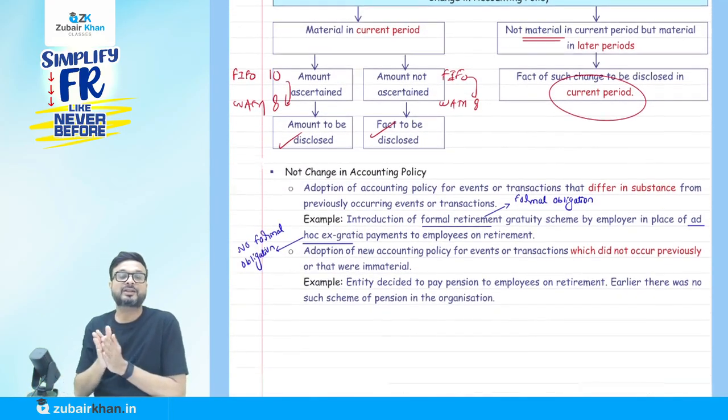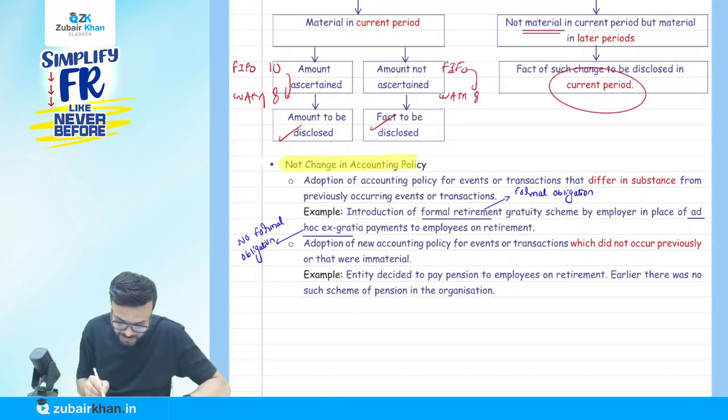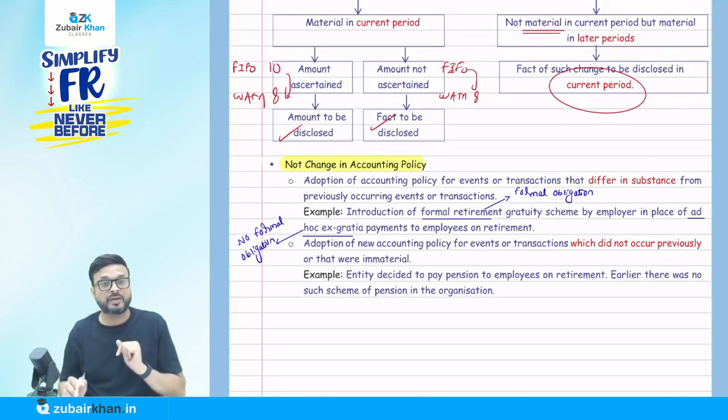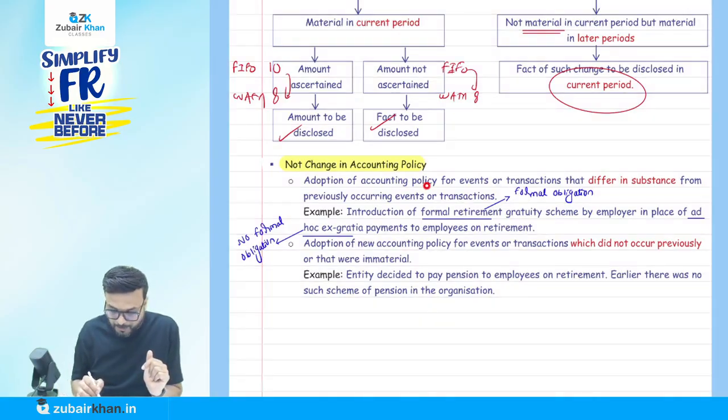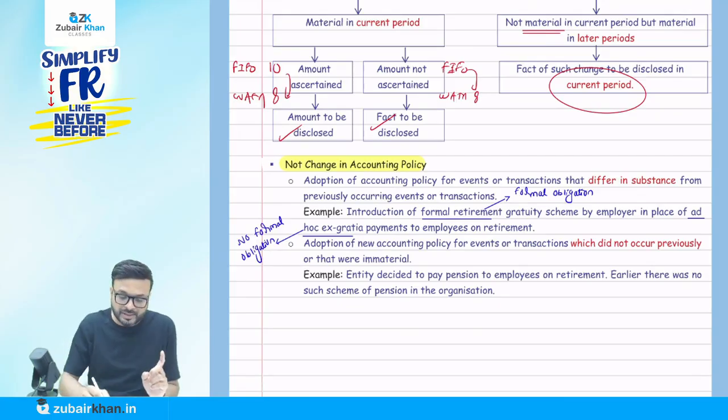Now, what is not a change in accounting policy? There are two cases that we don't call a change in accounting policy. Listen carefully. First, it says the adoption of an accounting policy for an event or transaction that differs in substance from previously occurring events or transactions. So what does it mean? We are adopting an accounting policy for something that just differs in substance.